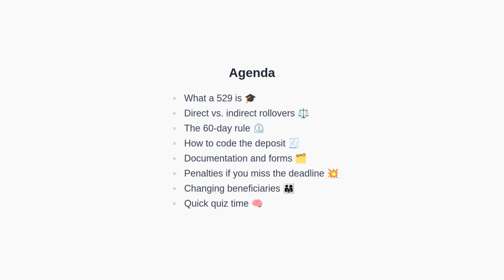First, we'll set the stage with what a 529 plan is. Next, we will compare direct transfers and indirect rollovers. Then we will dive into the 60-day deadline, show you exactly how to code your deposit, and explain the documentation and forms you need. After that, we will discuss penalties for missing the deadline and how beneficiary changes work. Finally, we will test your understanding with a short quiz.